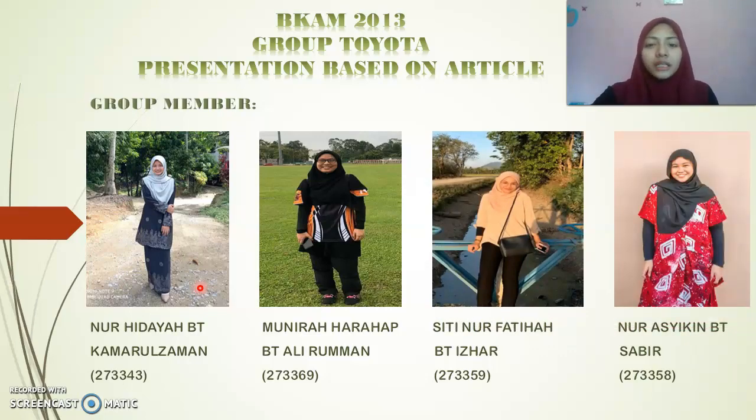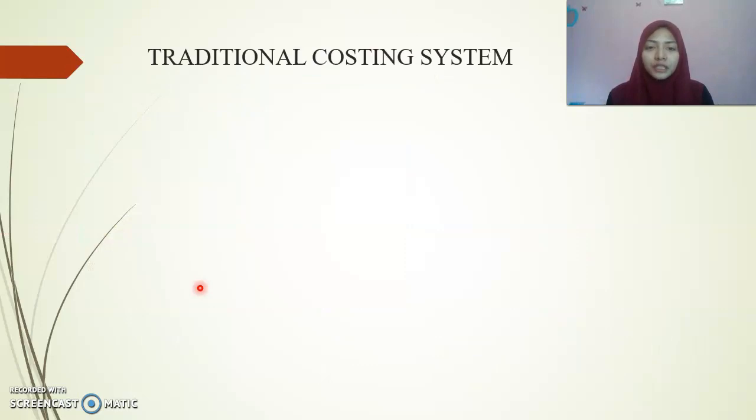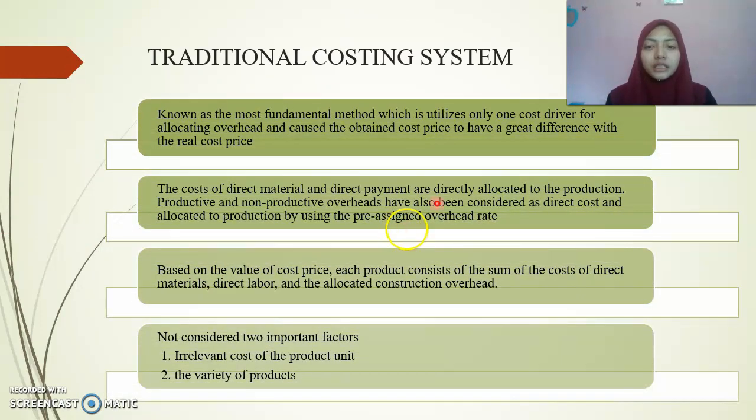Alright, let me start our presentation with the traditional costing system. The traditional costing system is known as the most fundamental method, which utilizes only one cost driver for allocating overhead and causes the obtained cost price to have a great difference with the real cost price.